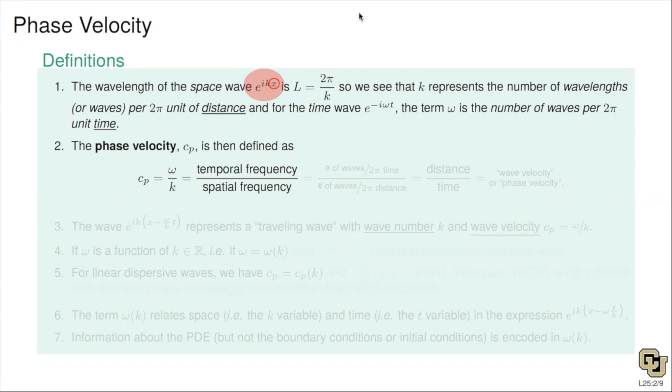Similarly, for the other part of the solution, we have a wave in the t variable. If you think of e to the minus i omega t as cosine omega t minus i sine omega t, then this wave has period 2 pi over omega. So here, k and omega are related to the frequency of the wave. In one case, it's the physical frequency: how many waves do you actually see? In the other case, it's the temporal frequency: in a certain amount of time, how many waves are going to go by?